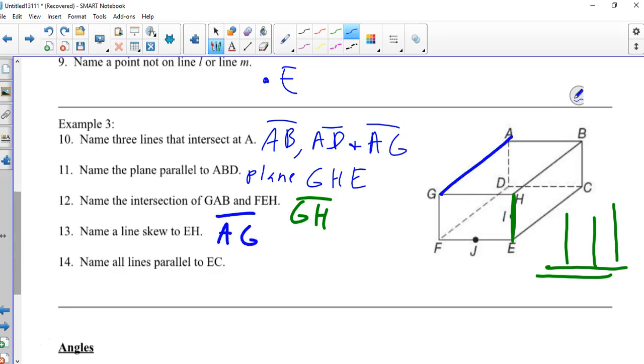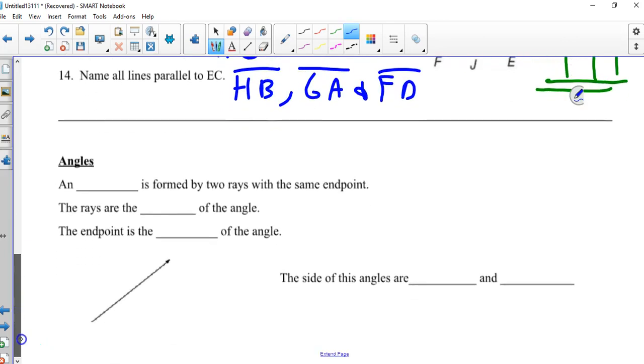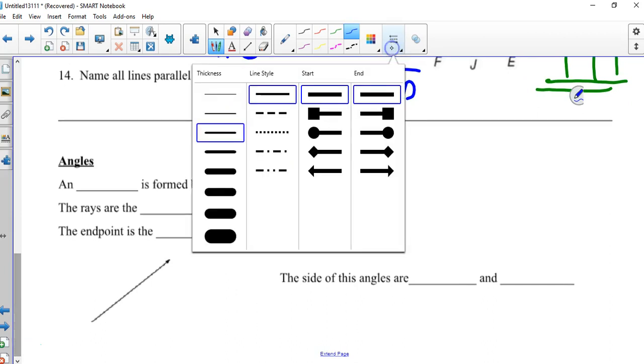More than one answer. Name all lines parallel to EC. Well, here's EC, so we just work around the box. HB, AG, or GA, and FD. Almost there. Finishing up here.